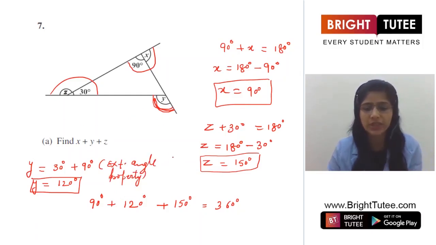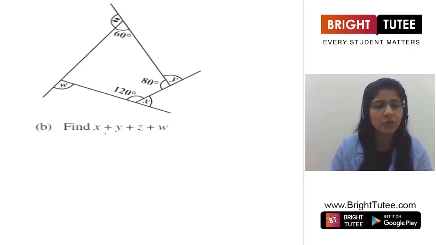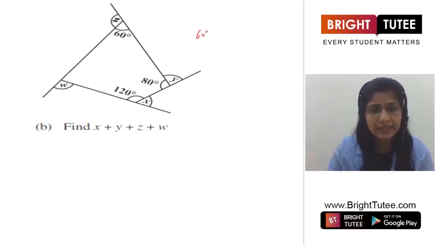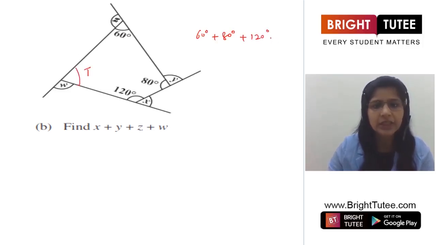Let us move to the next question. In this also, we have to find x plus y plus z plus w. So we see that this is a quadrilateral and the sides are extended. Now we know the sum of all the four interior angles of a quadrilateral is 360 degrees. So we can write 60 degrees plus 80 degrees plus 120 degrees. Let us name this angle as t. So plus t is equal to 360 degrees.